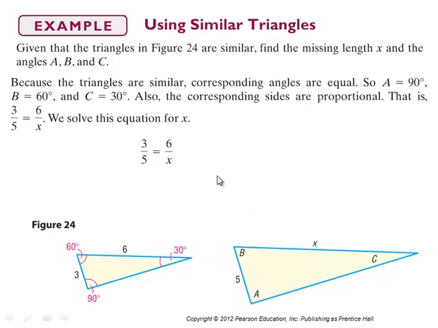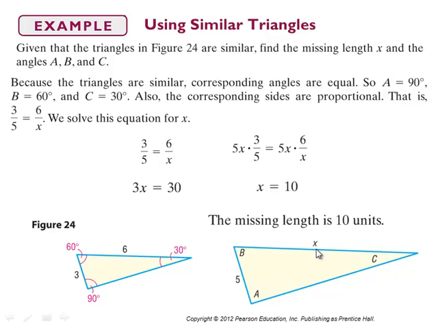And then once you write this proportion here, then you could solve for x. And it turns out that x is equal to 10. So this missing length right here is 10, which should make sense because over here for this triangle, this side is half the length of this side. So x would have to be 10 in order for this side from A to B to be half of its length. Okay.